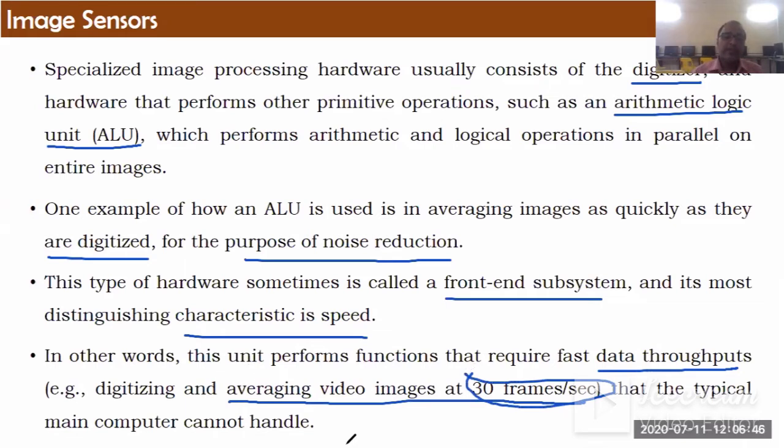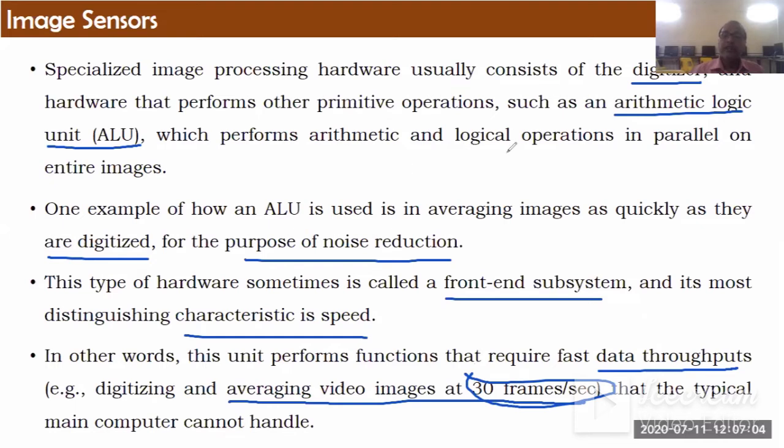So the image sensor is very important. The main purpose is: first, it requires a device which captures; second, an important part is the digitizer; and third, an important theme related to the image sensor is speed. It requires speed.